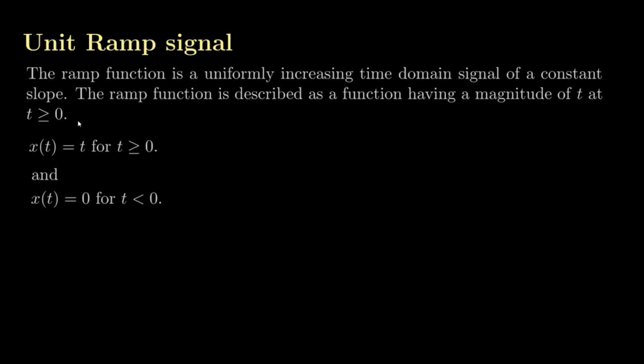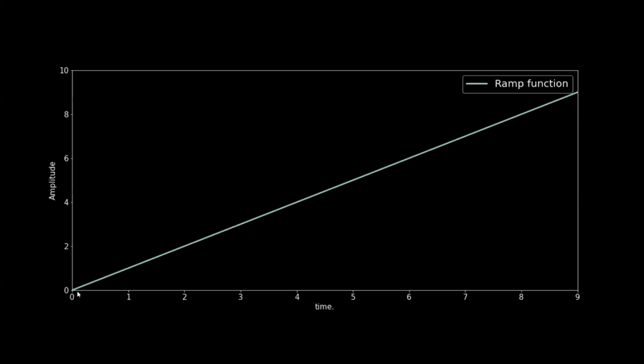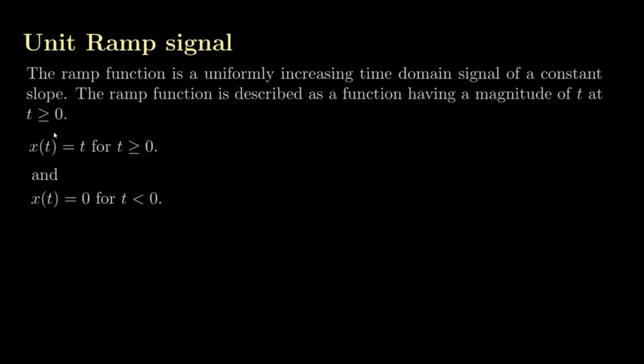Both the impulse signal and the unit step signal are among the most commonly used signals in signal processing. They are fundamental to understanding how more complex systems behave. Now, let us move to another important continuous time signal called the unit ramp signal. The ramp signal increases linearly with time, which means it has a constant slope. Mathematically, it is defined as r of t equals t for t greater than or equal to 0 and 0 for t less than 0.